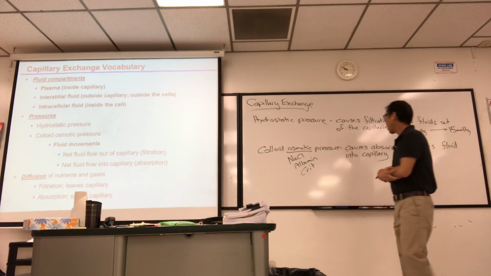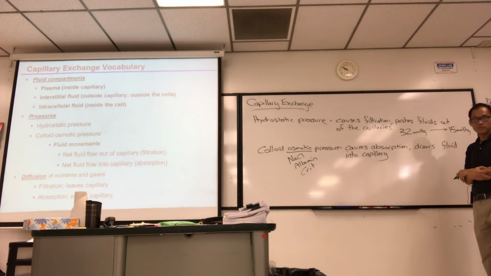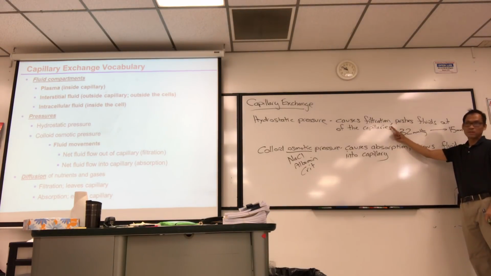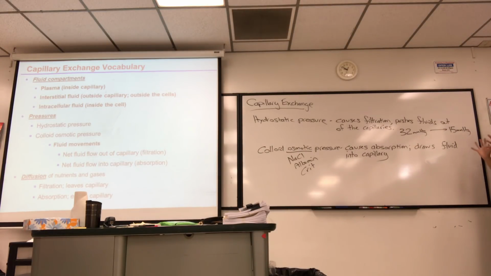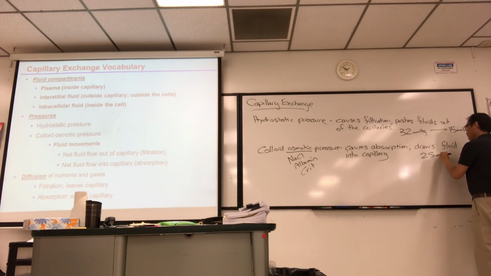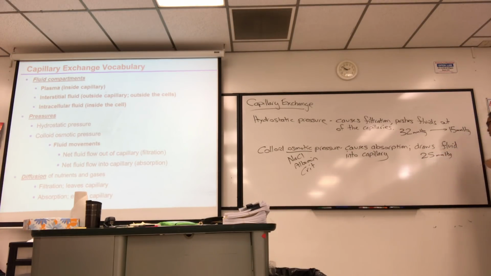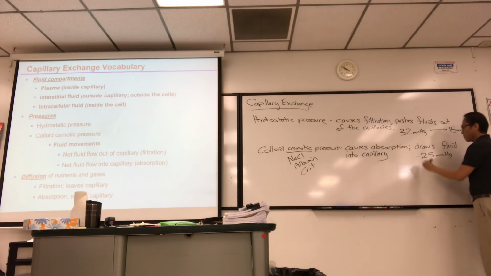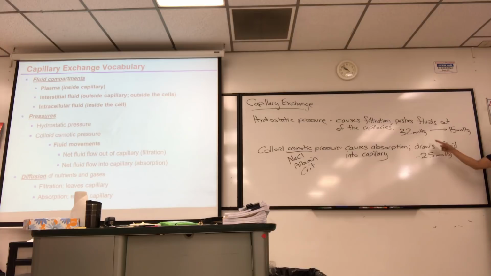So one forces fluids out, one forces fluids in. These two are always opposed to each other. If hydrostatic pressure is greater, you have a net filtration. If osmotic pressure is greater, more fluids enter. The pressure usually stays pretty constant, right around 25 millimeters of mercury. Now remember, this 25 opposes this pressure. Sometimes people put a negative sign in front of it because the force is in the opposite direction as this pressure. Okay.